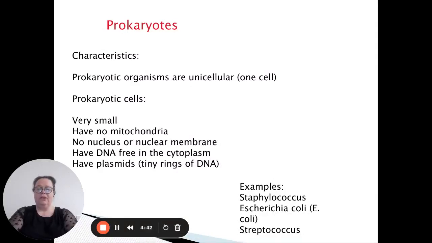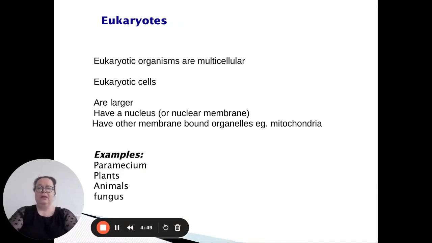Okay, so let's have a look at eukaryotes. Now, if you remember, eukaryotes are plants, animals, and fungus. So we can say eukaryotic organisms, which are plants, animals, and fungus, or we can talk about the cells in eukaryotes. So eukaryotic organisms are multicellular. They have many cells. We're eukaryotes. Any plants are eukaryotes. So they are larger.